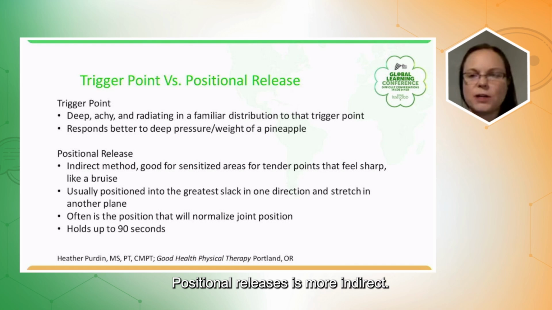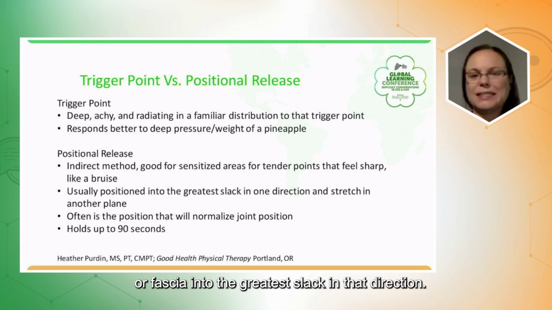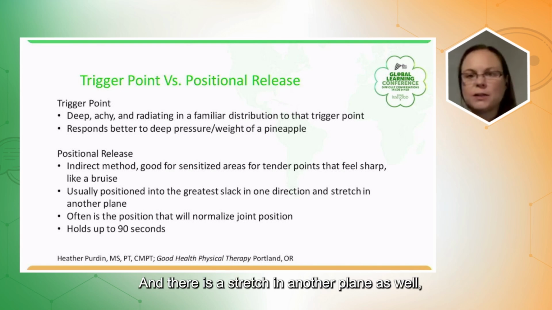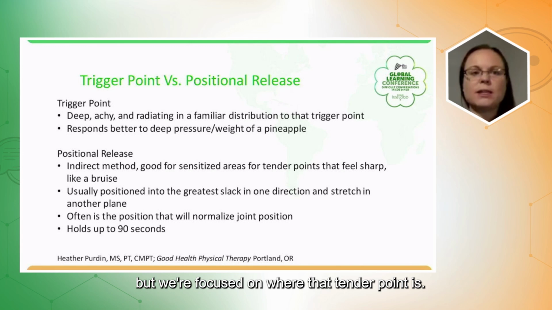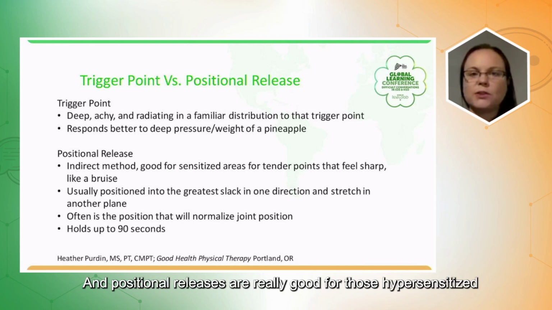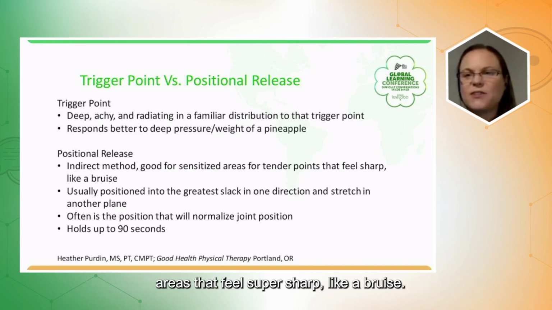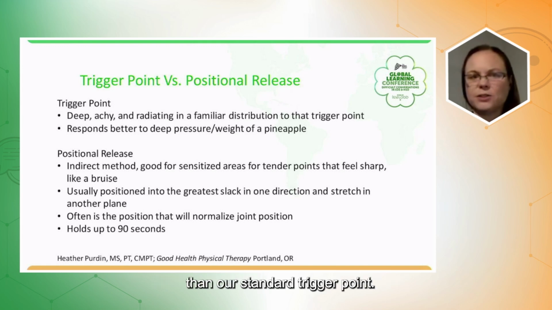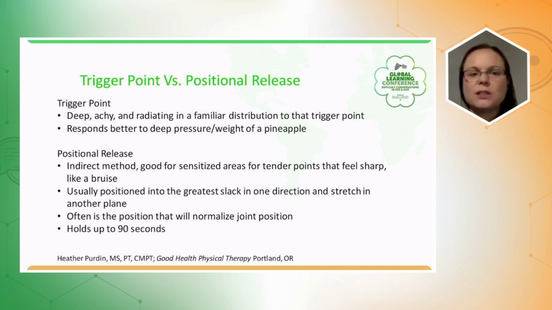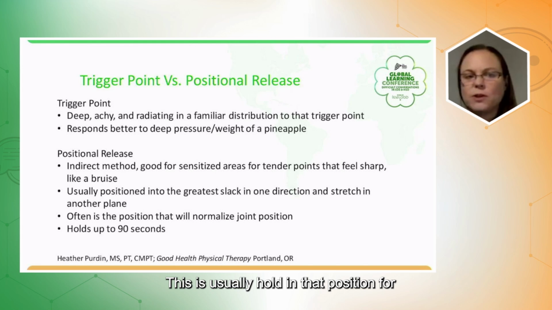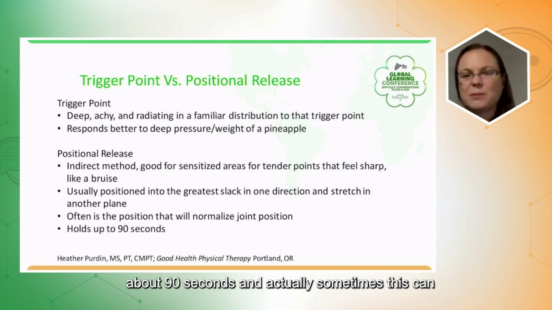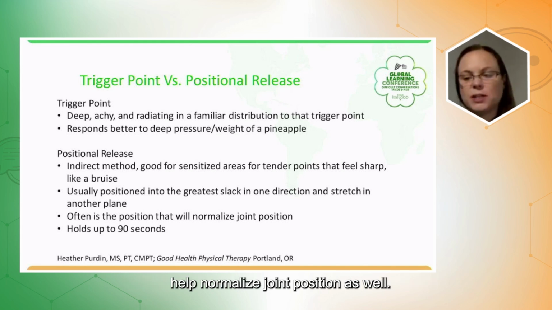Positional release is more indirect. This is typically where we position the muscle or fascia into the greatest slack in that direction, and there's a stretch in another plane as well, but we're focused on where that tender point is. Positional releases are really good for hypersensitized areas that feel super sharp, like a bruise. So it's more reactive than our standard trigger point. This is usually held in that position for about 90 seconds. And actually, sometimes this can help normalize joint position as well.